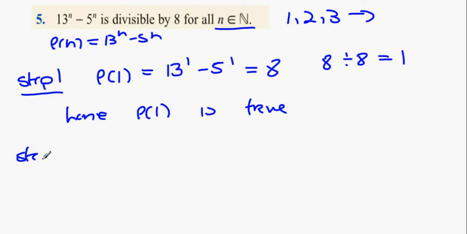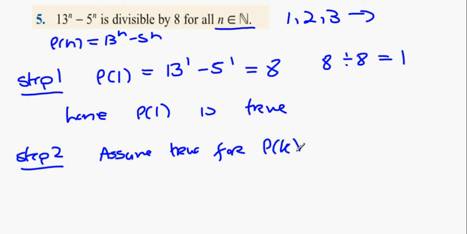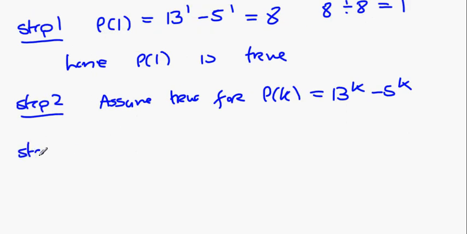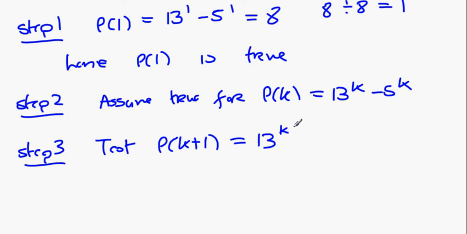Step 2. Assume true. So I'm going to assume it's true for P of k equals 13 to the power of k minus 5 to the power of k. And now I'm going to test step 3. I'm going to test P of k plus 1. And P of k plus 1 equals 13 to the power of k plus 1 minus 5 to the power of k plus 1.